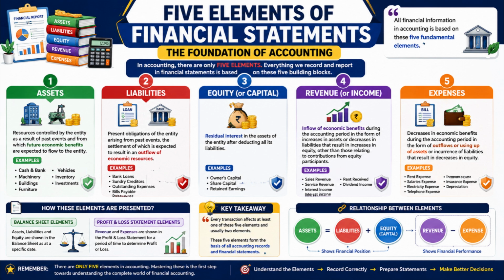5 elements of financial statements. Now, let us discuss the most important concept in accounting. The entire accounting system revolves around only 5 elements. These 5 elements are assets, expenses, liabilities, equity, or capital, revenue, or income. There is nothing beyond these 5 elements. Balance sheet elements: assets, liabilities, equity. These appear in the balance sheet. Profit and loss elements: revenue, expenses. These appear in the profit and loss account. Now, let us understand each element in detail.